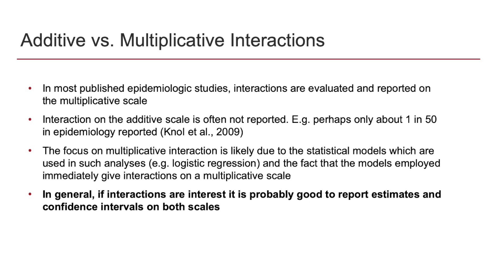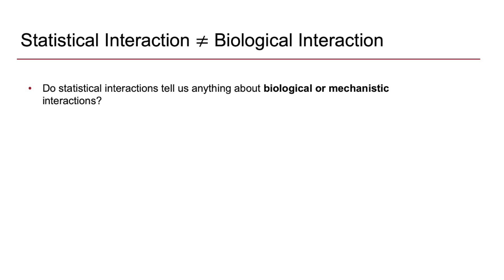But in general, our advice from an epidemiology point of view is, if interactions are of interest, it's probably good to report them on both the additive as well as the multiplicative scale, and also to calculate confidence intervals. One caveat is that statistical interaction is not necessarily biological interaction. So that's something that we have to pay attention to.